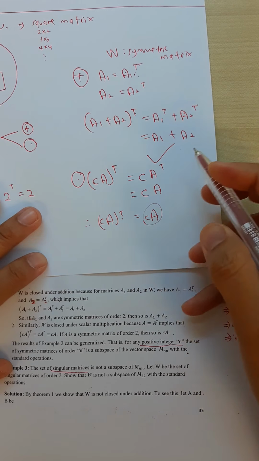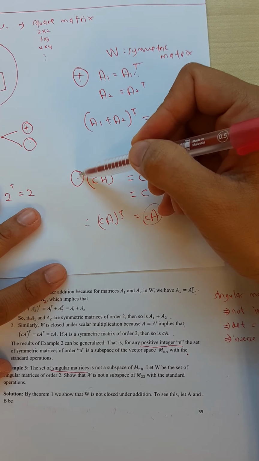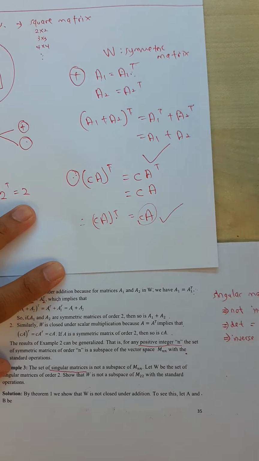itself. So you can conclude that the scalar multiplication is also satisfied. Okay, so these are the two properties that you need to check to verify if the set given to you is a subspace of M22 or not. These properties are listed down in theorem 1.